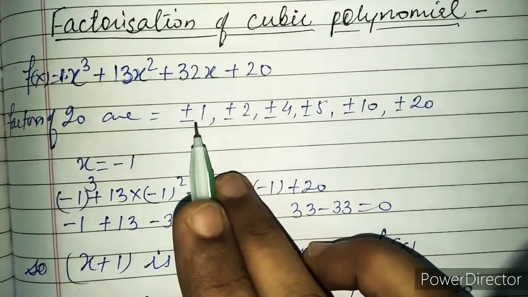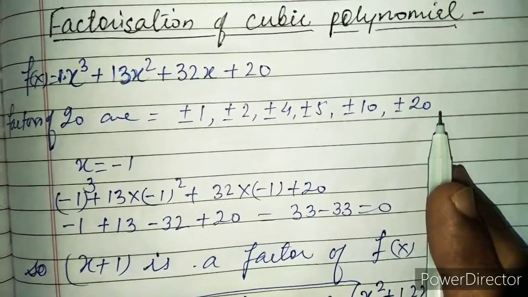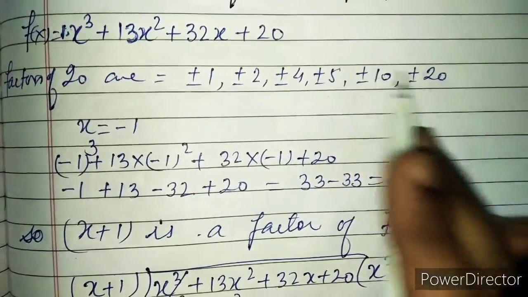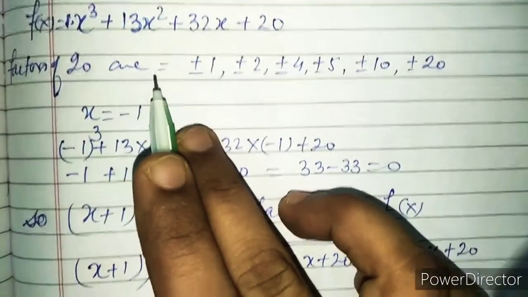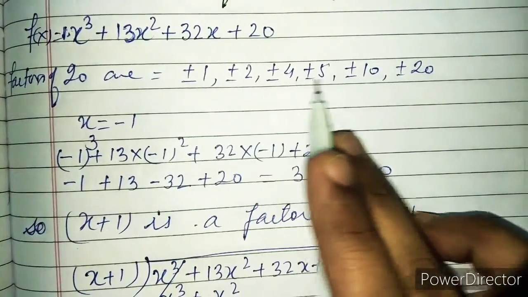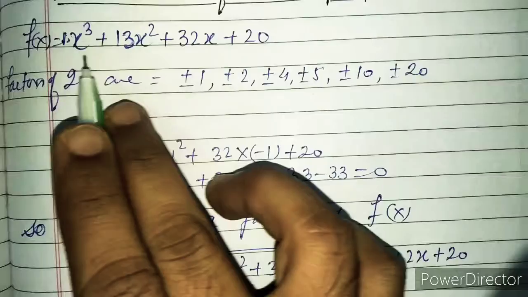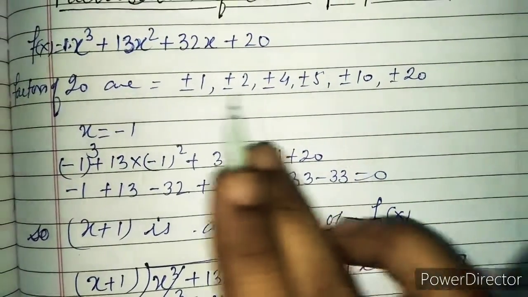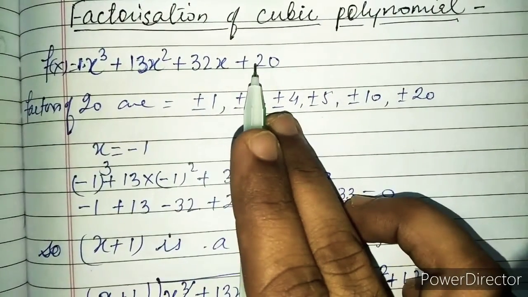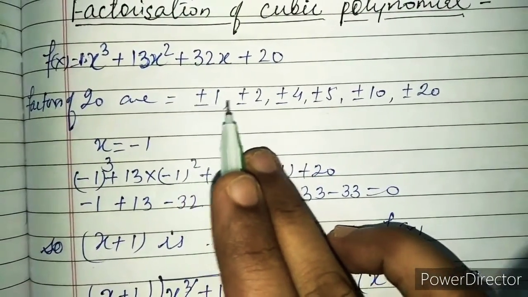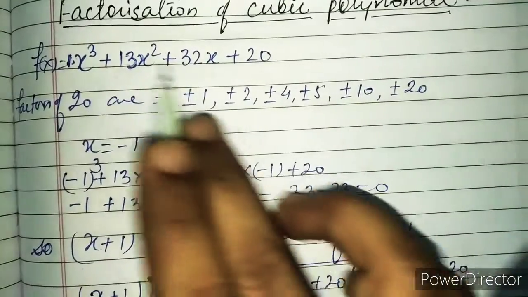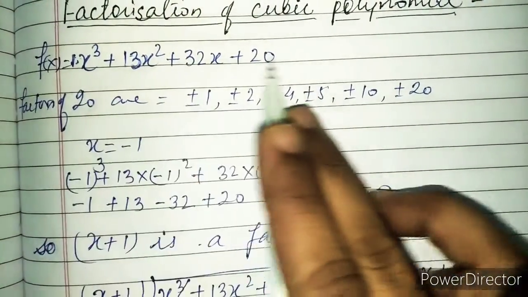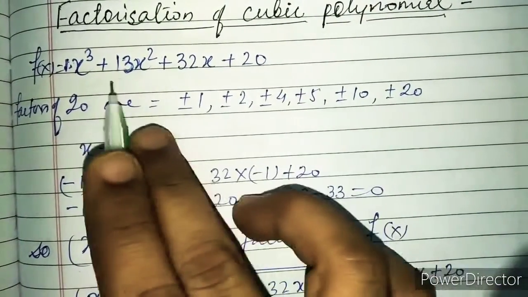Why are we using plus minus? Because minus 1 into minus 20 becomes 20, right? So these all are the factors of 20. Now see which of the following factors makes the given f(x) zero. Out of all these factors, which factor makes this polynomial zero, right? So plus factors will never make it 0, because plus 1, plus 2, plus 4, plus 5, plus 10 will always give a positive value and it will not become 0.